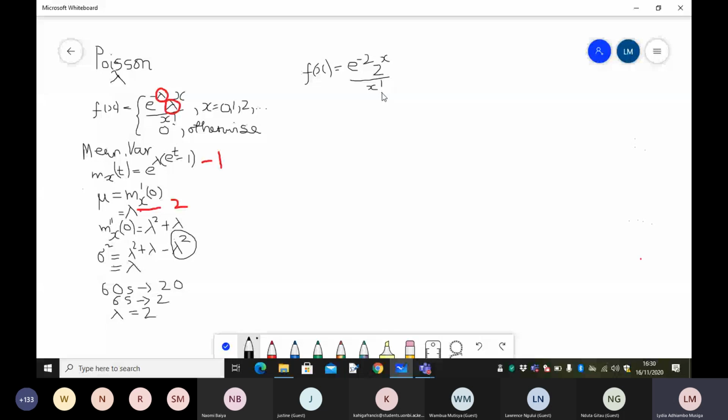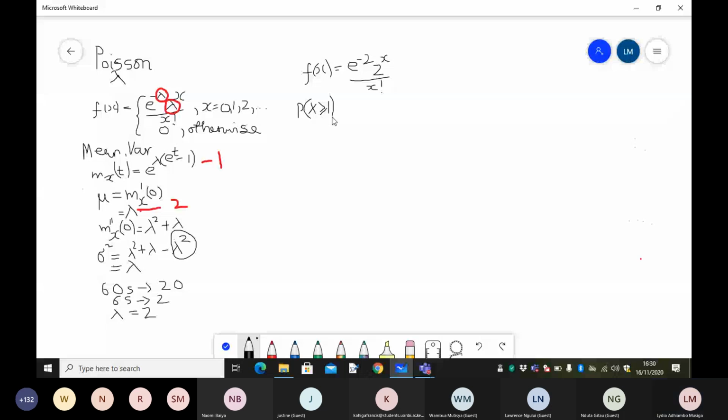Now we need to understand what probability we are looking for. It is the probability that at least one car. Probability that at least one car. That means x, which is representing the number of cars, should be greater or equal to 1. That means at least one car or more.